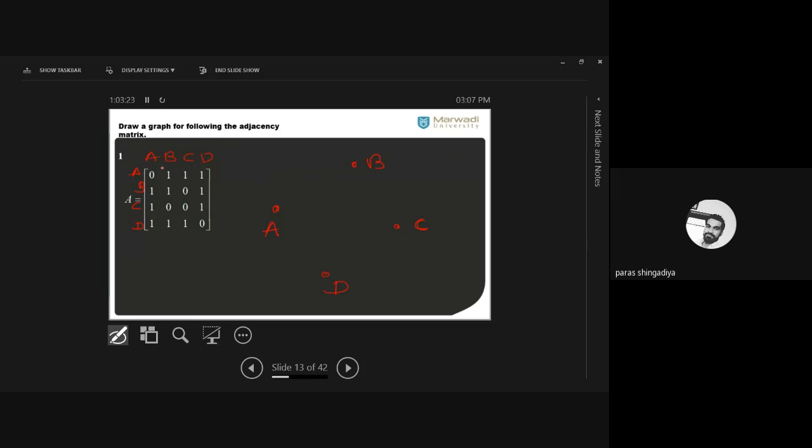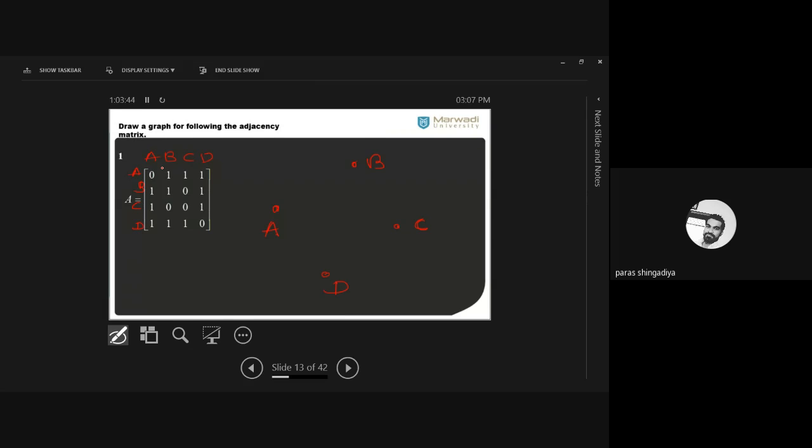So now we'll consider the first row data. That indicates the first vertex. Clear? Means we'll use this data for A, to create edges from A. So A with A is 0. What does it mean? There is no loop at the vertex A. A to B is 1.